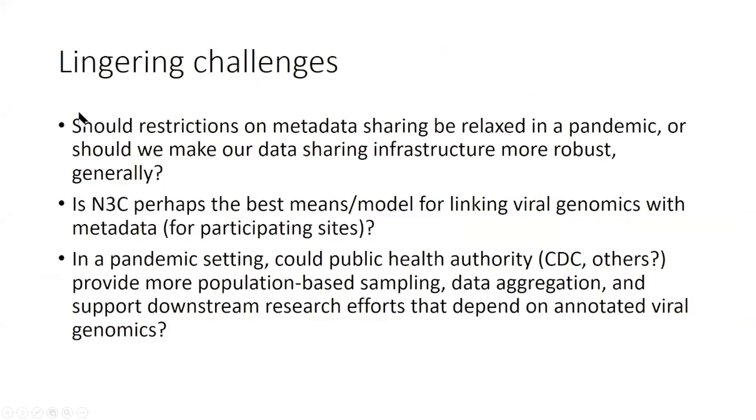So one question that was raised during our discussion with the National Academies is, should restrictions on metadata sharing be relaxed in a pandemic? Or should we make our data sharing infrastructure more robust generally? Because as it was, the GISAID database has some data, but it's been jittered to de-identify it, and it has very little clinical metadata associated with it. And so we have all this genomic data, 85,000 genomes with very little clinical metadata attached.